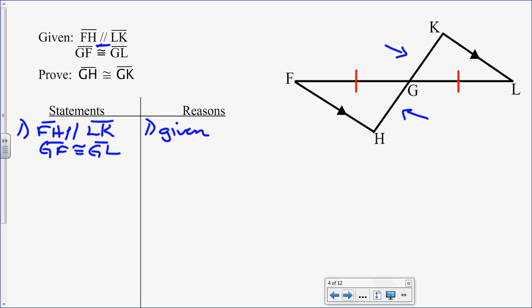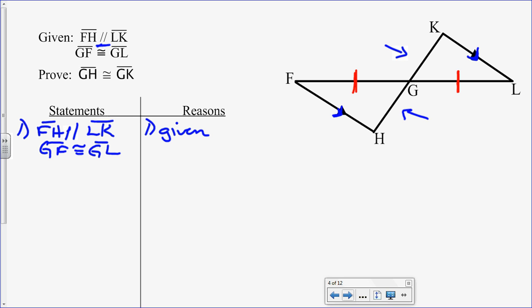The second step to every proof is to mark things up. Okay, don't stop with just writing it down. Make sure that you have your marks showing what's been given. So FH is parallel to LK was given to you with these arrows. So they've done the marking for you. And when they said that GF is congruent to GL, that means segment GF and segment GL are the same length. So we want a hash on those sides to show that they have the same length. Okay?